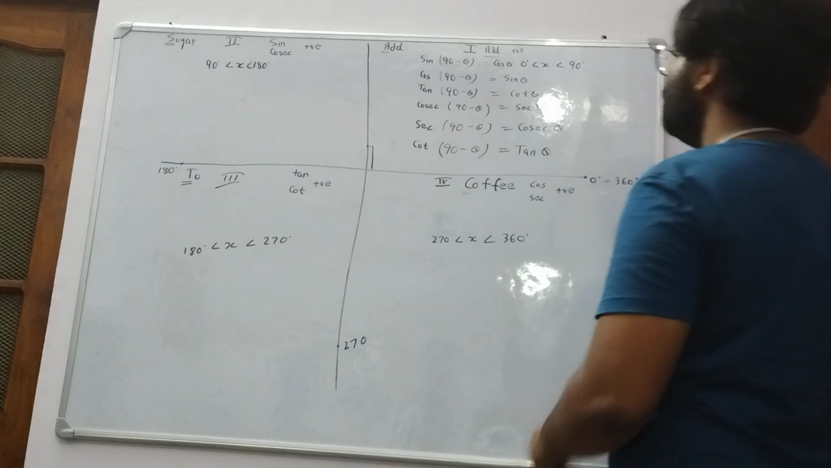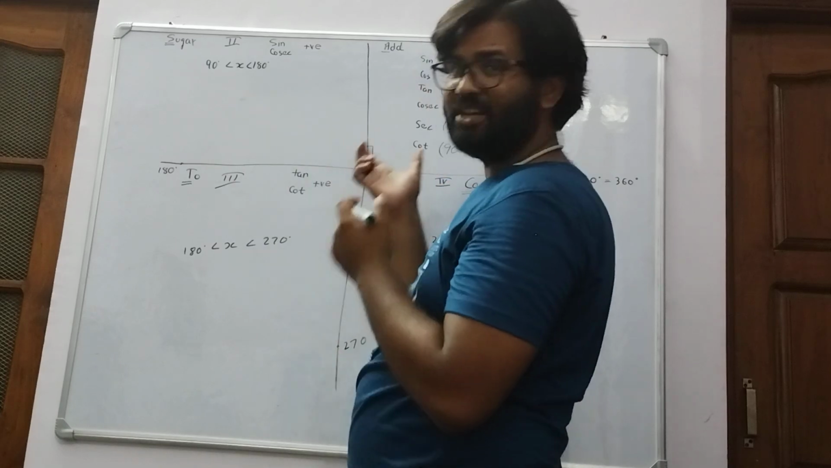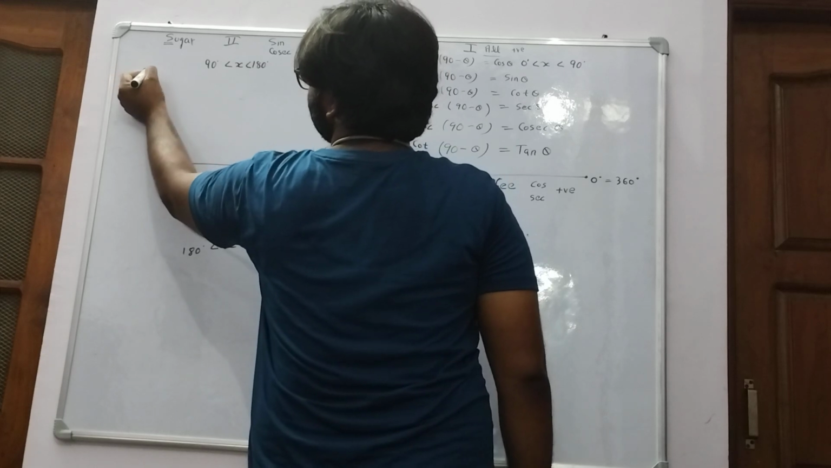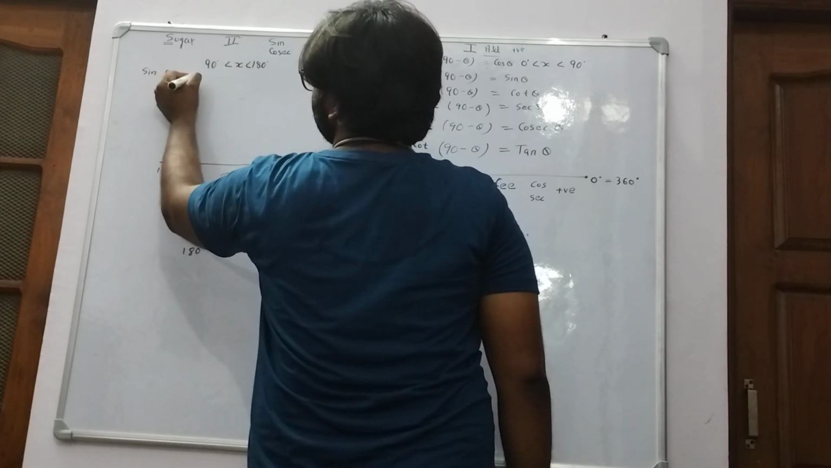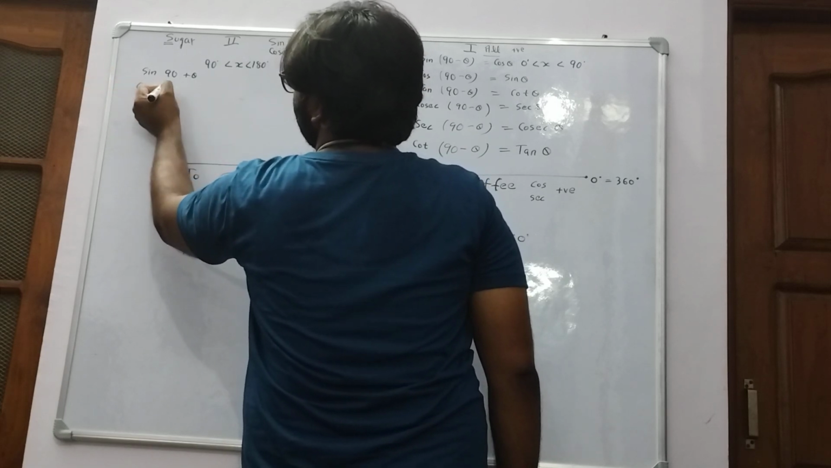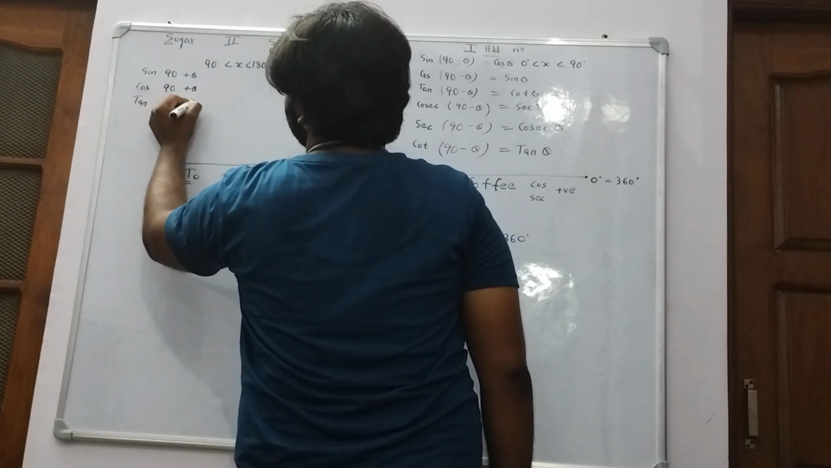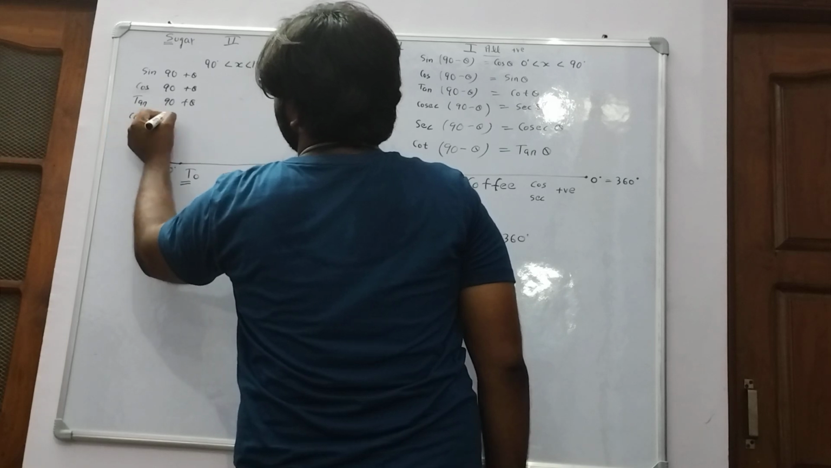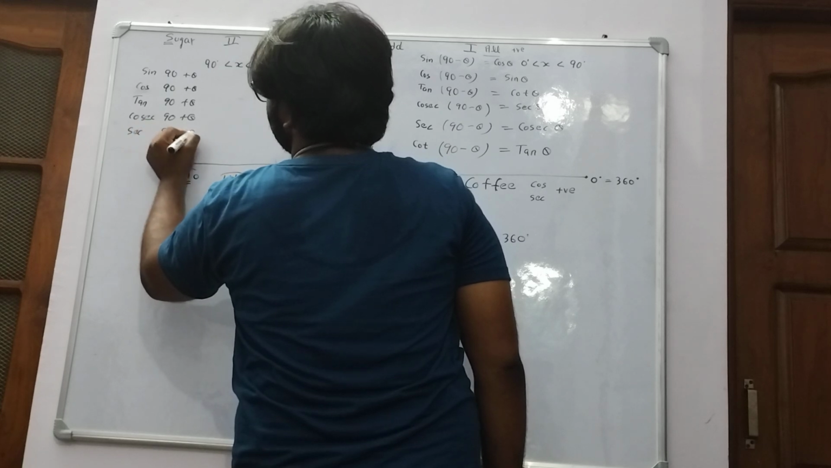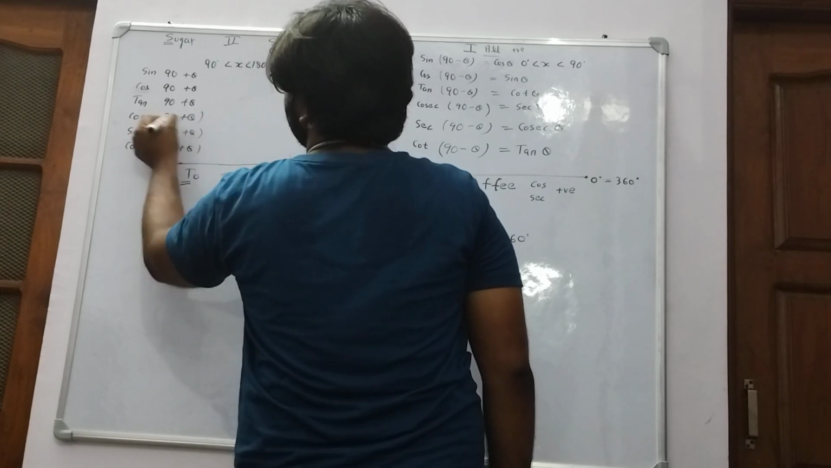Now, if this is 90 minus, then in this it will be 90 plus. So what are we going to get? Sin 90 plus theta. Sorry, not sin, cos 90 plus theta. Tan 90 plus theta. Cosec 90 plus theta. Sec 90 plus theta. And cot 90 plus theta.